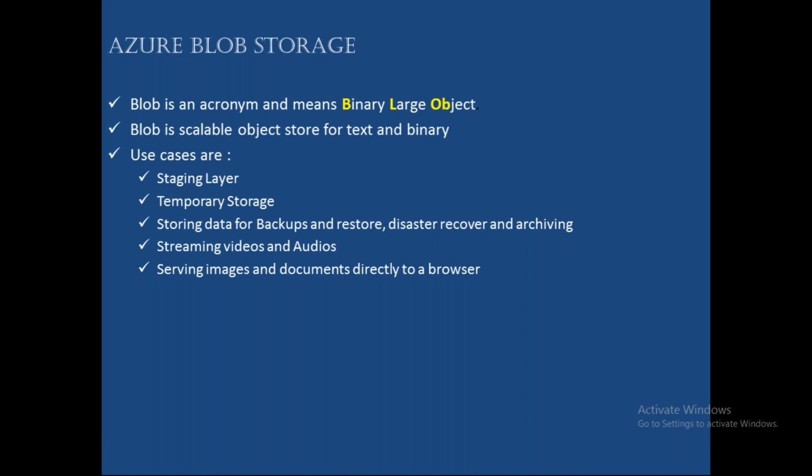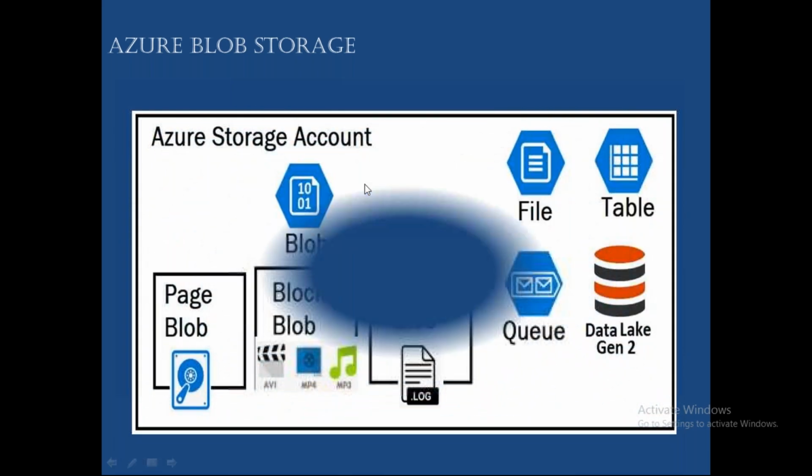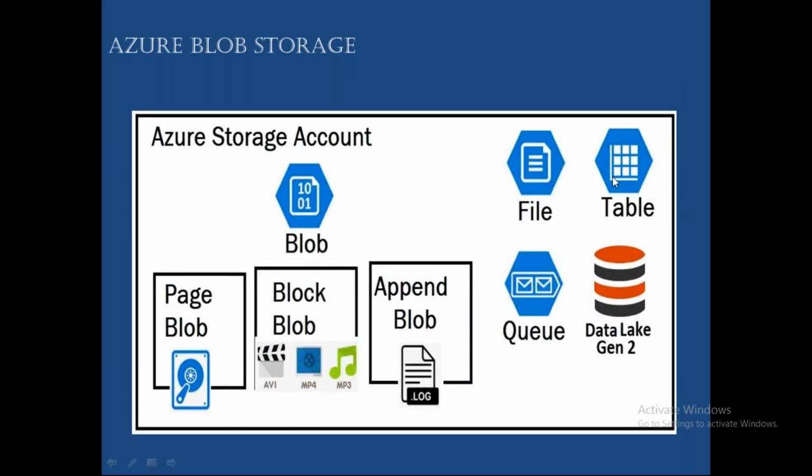Okay, Malaya. Let me move on now. So Azure Blob Storage. See here, we talked about files, tables, queues. Data Lake Storage Gen 1 we will discuss in some time. But within this blob storage, you have a page blob, a block blob, and an append blob. As I said, in blob storage there are 3 types of blobs. One is page blob, second is block blob, third is append blob.